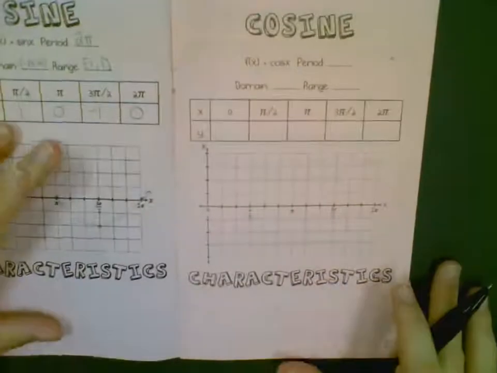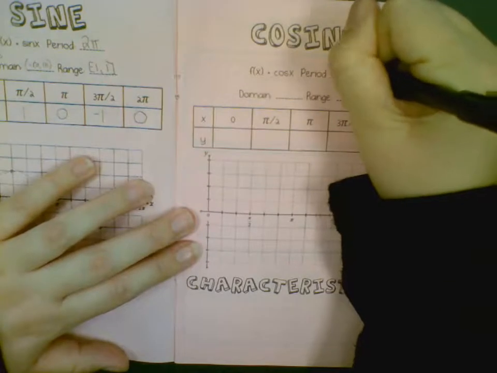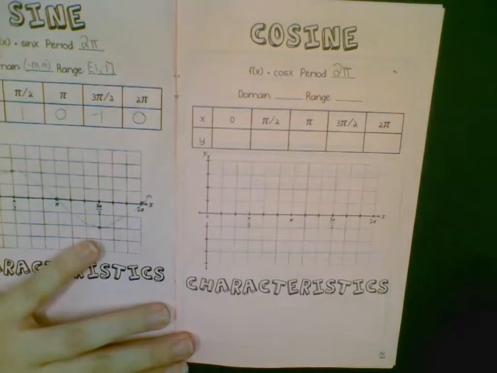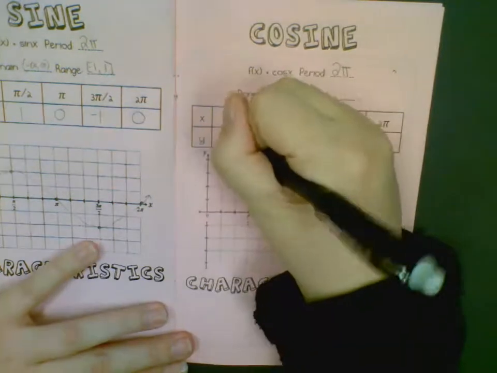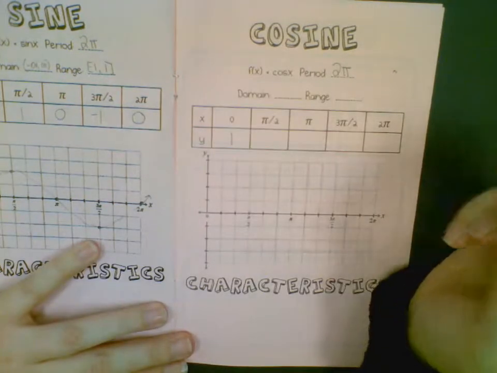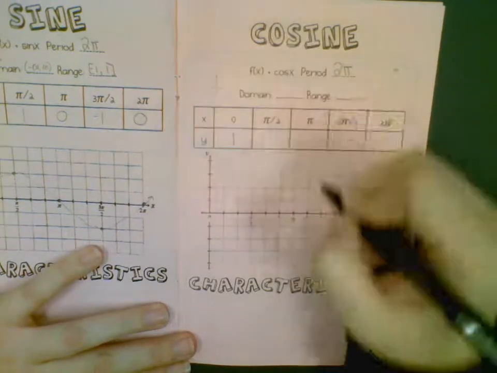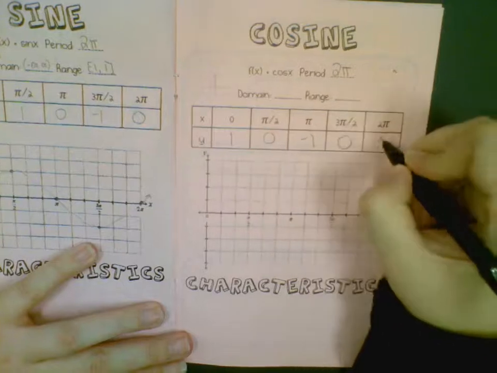So let's take a look at cosine. We know that our period is going to be 2 pi as well because we talked about that from the front. So let's plug in some values and see if we can figure out what the domain and range are. So what's the cosine of 0? Good, you got 1. So the cosine of pi over 2 is when we'd be up at the top. So we'd have 0, -1, 0, and 1.